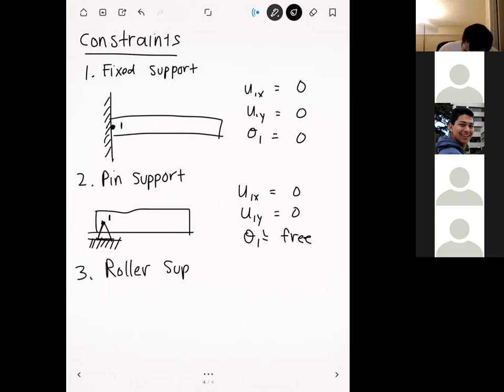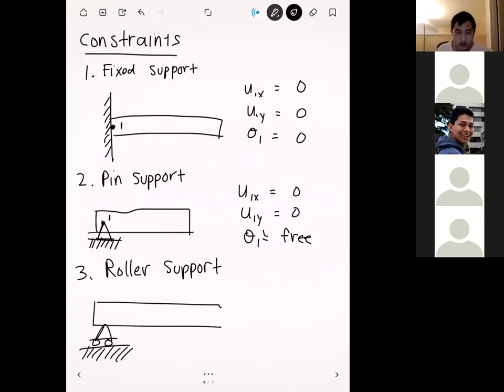Right. And then the last support that we have is the roller support. This is the one that we talked about last time. It looks like a roller skate or roller blade, okay? And the thing with the roller support is that, just like we talked about, it's only going to knock out the displacement perpendicular to the surface, okay?